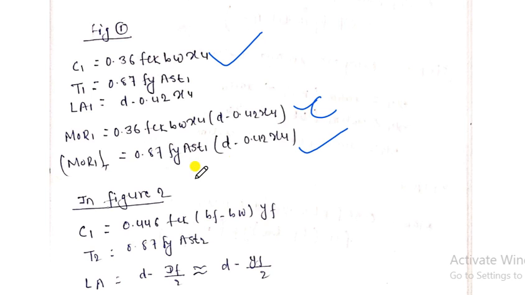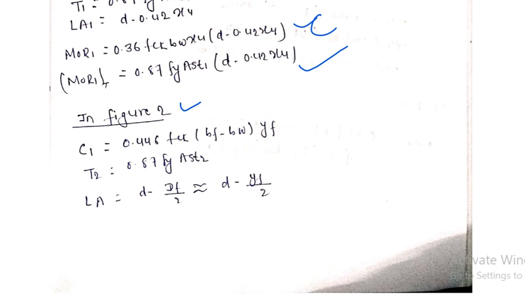Now let's see figure 2. Here, my dear friends, the only difference is that instead of DF, always remember, we will just substitute YF. That is the only difference, because YF is assumed to be the stressed zone, the type of distribution. So as you can see, 0.36 FCK (BF minus BW) YF, because we have taken YF as the main criteria instead of DF.